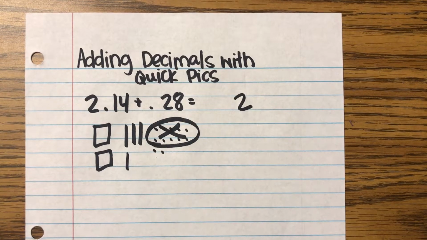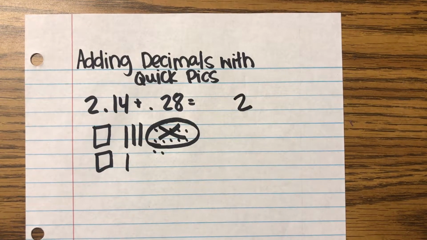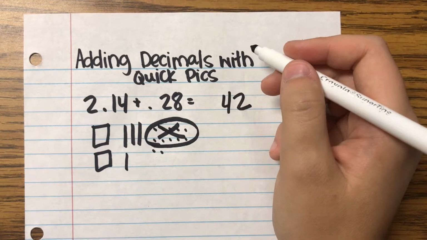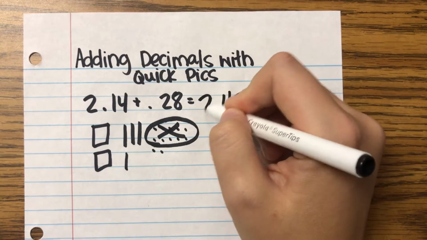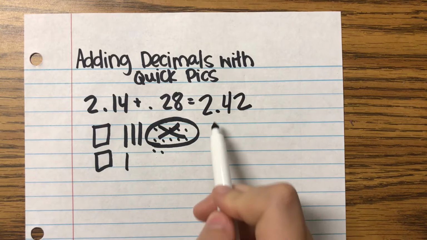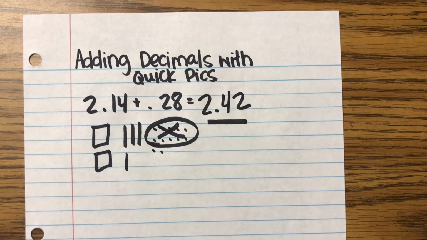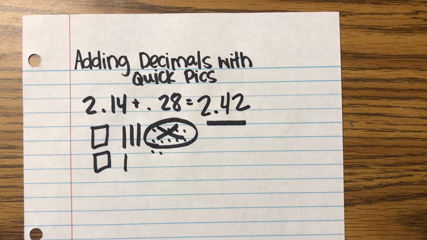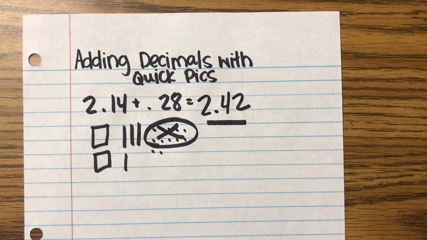Okay, now I need to know how many tenths I have. How many tenths do I have? 4. So what digit goes in my tenths place? 4. Didn't even have to regroup that time. And how many holes do I have? 2. 2 and 42 hundredths is my answer. Super easy? Yes, ma'am. Yes, it is.